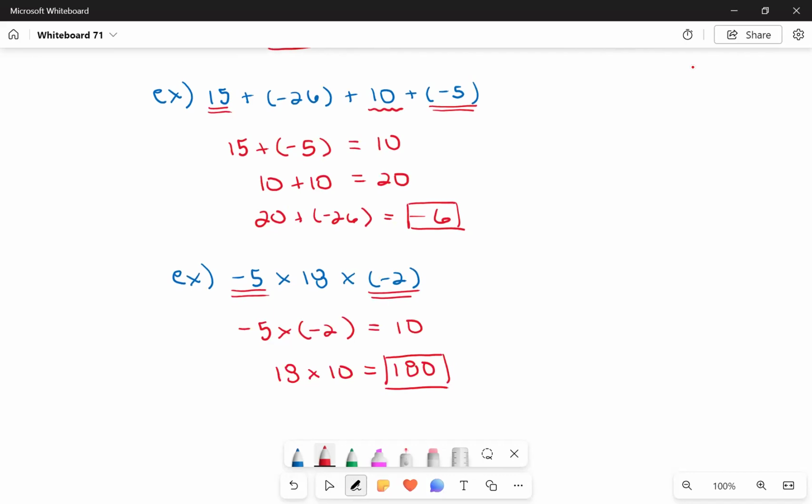All right, so that's compatible numbers. The idea is to pair up the things that are easier to work with. We really use this technique with addition and multiplication. Those are the two we focus on with it.